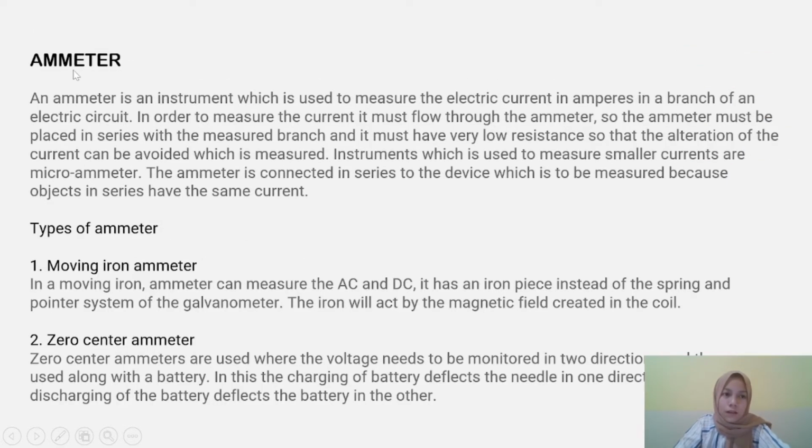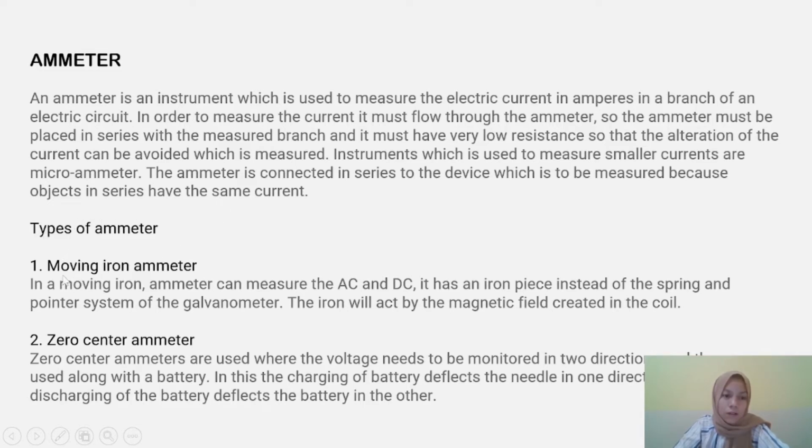The second instrument is the ammeter. An ammeter is an instrument which is used to measure the electric current in amperes in a branch of an electric circuit. There are two types of ammeter.